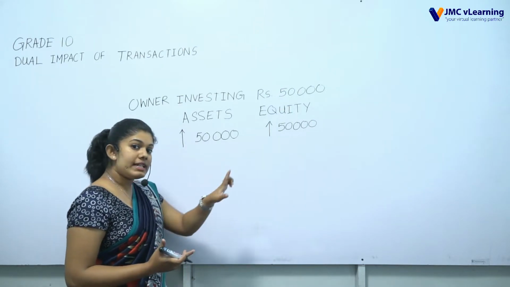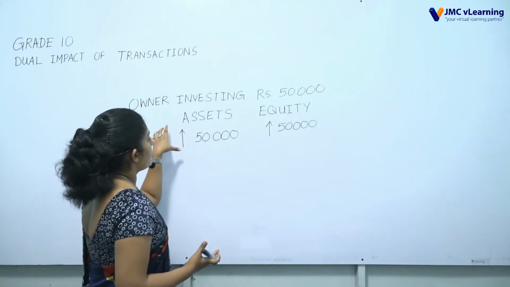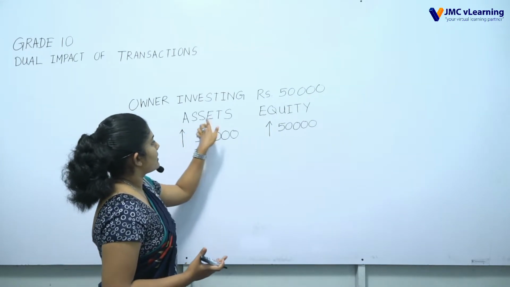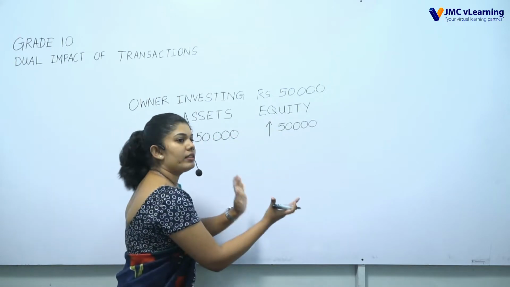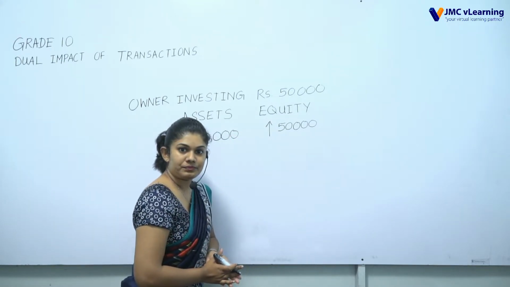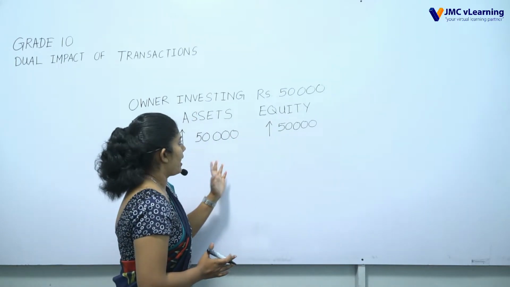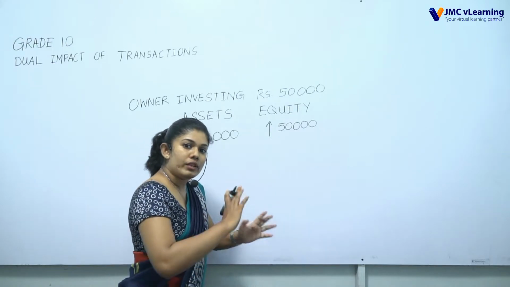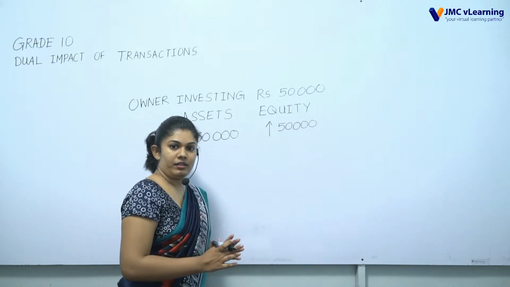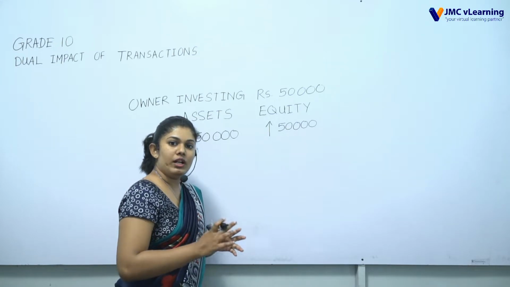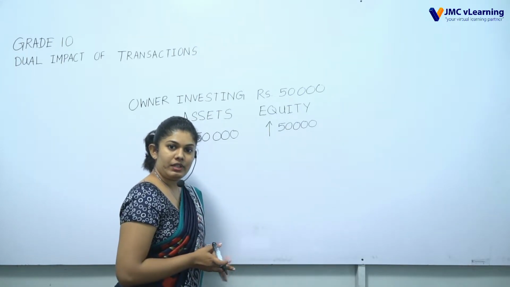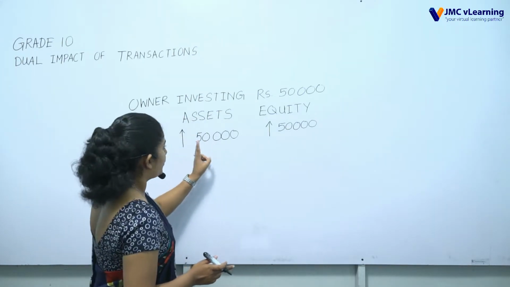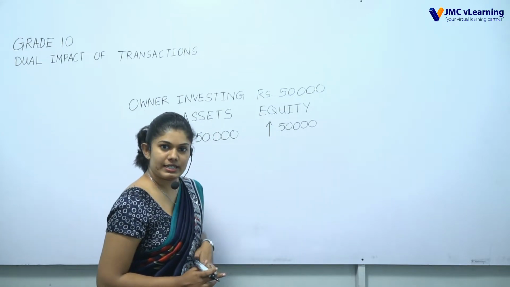So you can see in this particular transaction, assets and equity both are affected. The impact is dual, double. There are two impacts to two certain elements.